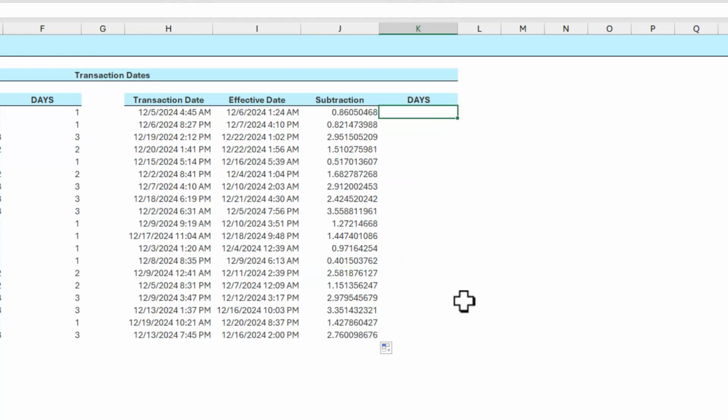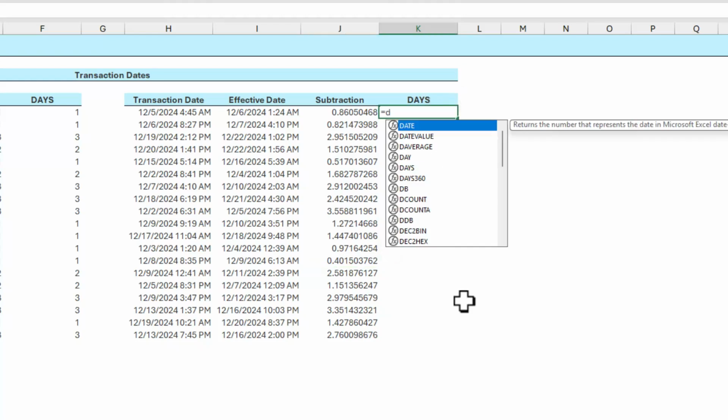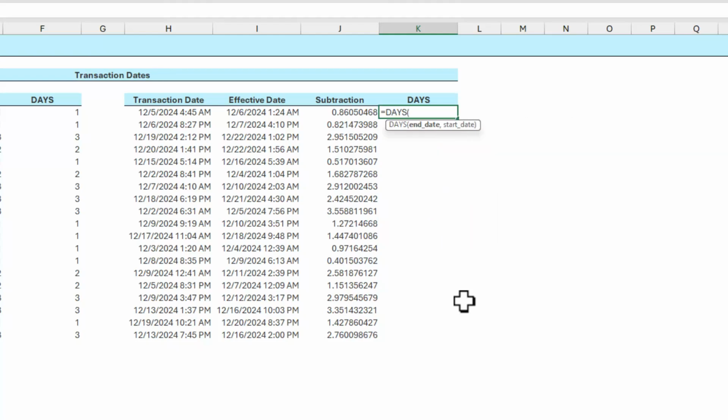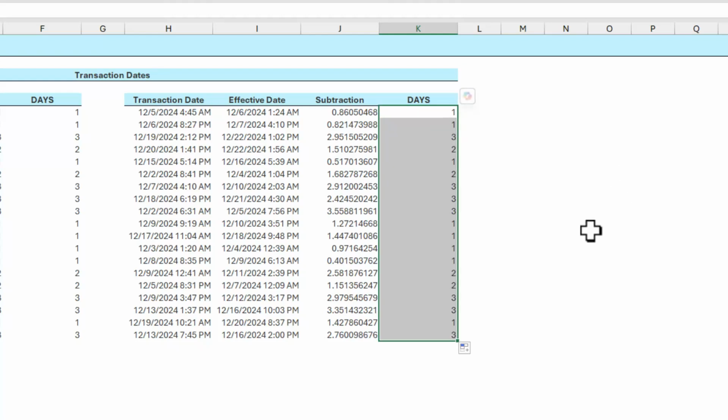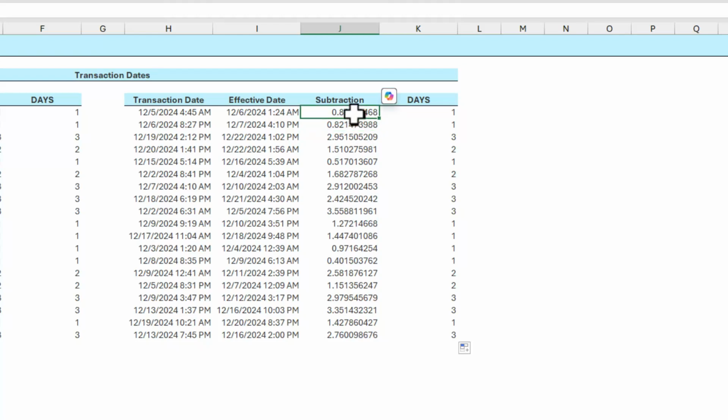But on the other hand, the DAYS function always generates a number of days. So here I use the DAYS function. I click on the effective date, comma, the transaction date, close parentheses, and hit enter. And then I autofill that down. Now, at first, this may seem like it is rounding. So you see here, it's 0.86 as this one, and that rounds to 1, or 0.82, and that rounds to 1. But it is not, in fact, rounding.